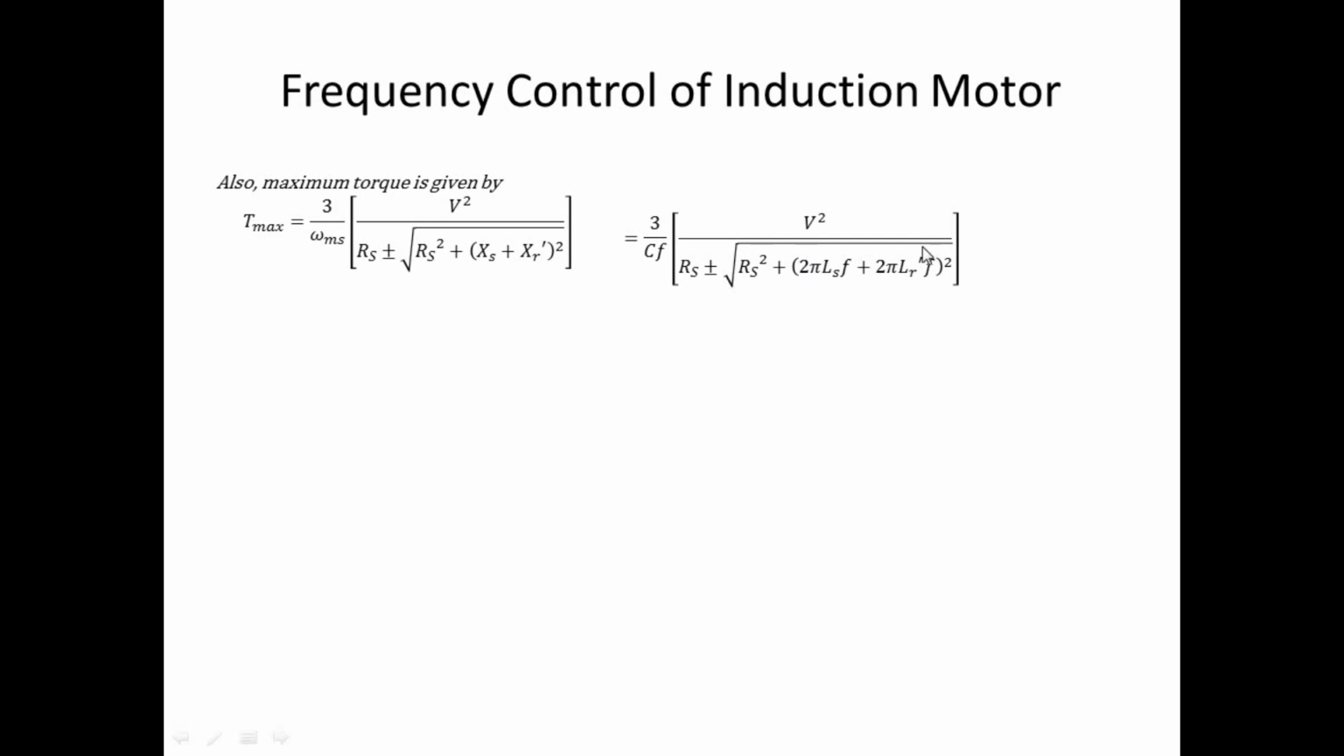Again, if you are considering this term here, F square is common. So we can take F square outside the root, then this will be Rs by F whole square, and again here there will be 1 by F. So again we take it outside, it will be Rs by F, and we can multiply that F with this F. So it will be F square, Rs by F plus or minus root of Rs by F whole square plus 4 pi square Ls plus Lr dash whole square. This F is taken outside.